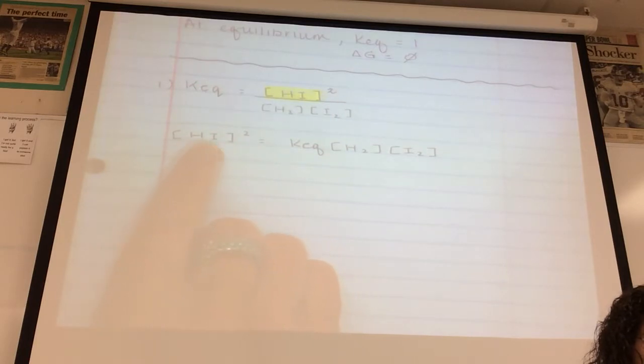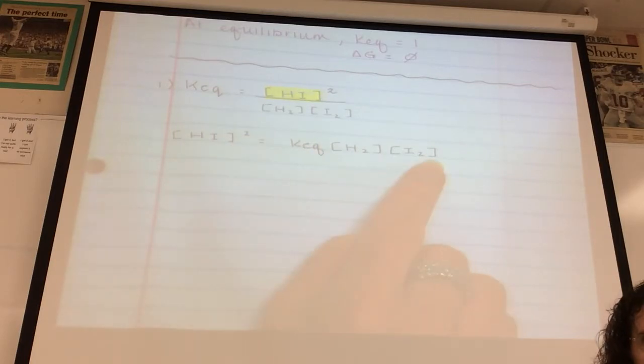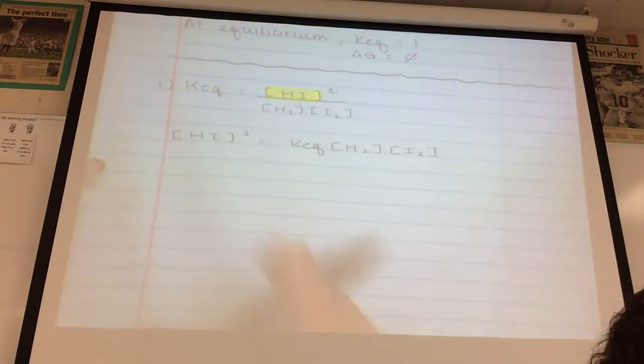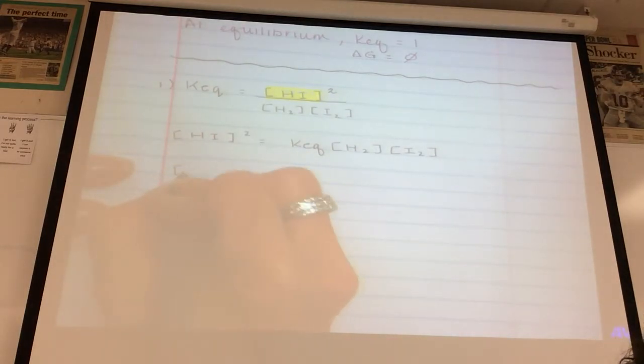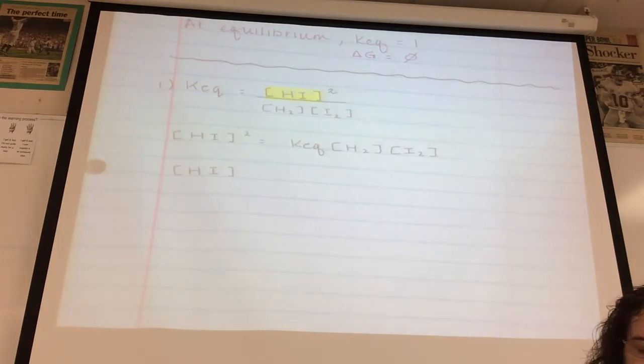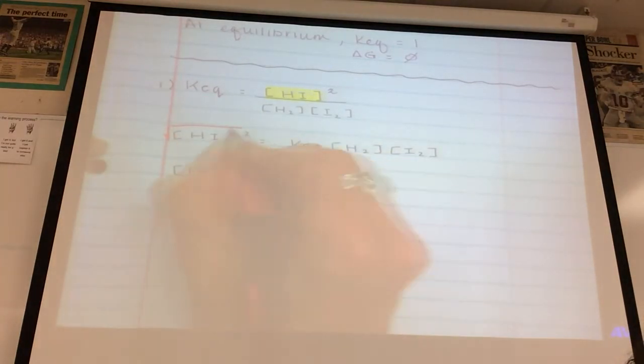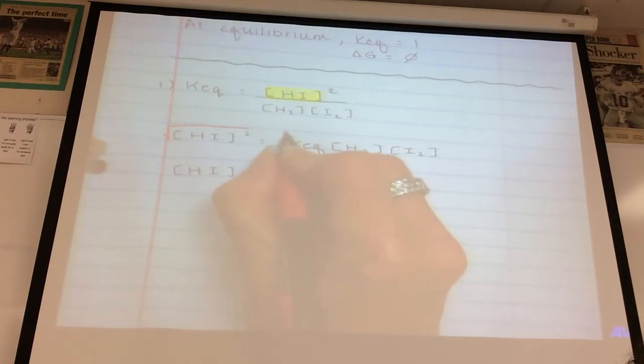If I want hydrogen iodide concentration to the first power, 2 times what fraction is 1? 1/2. So I'm basically taking this to the 1/2 and this to the 1/2. I mention it here. You'll see it again in a few minutes. So we're going to solve for hydrogen iodide concentration now by taking the square root of both sides.